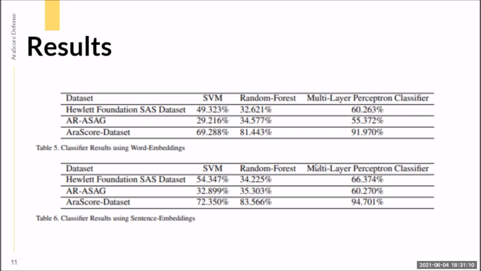These are the results for the classifier models. The same thing applies. Using sentence embeddings with a multi-layer perceptron classifier still produces the best results. And as I said, it's really not a huge difference, but still I think it's a good performance gain.